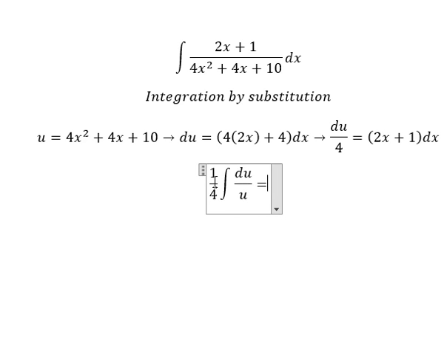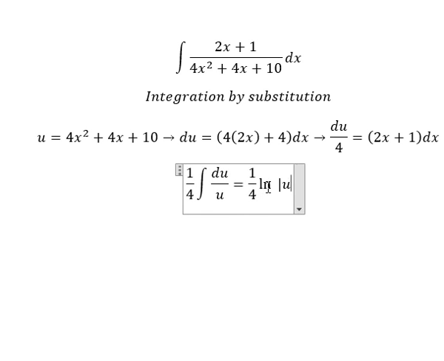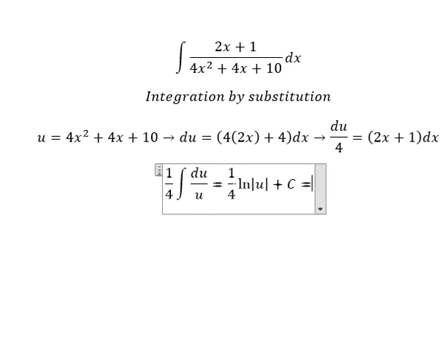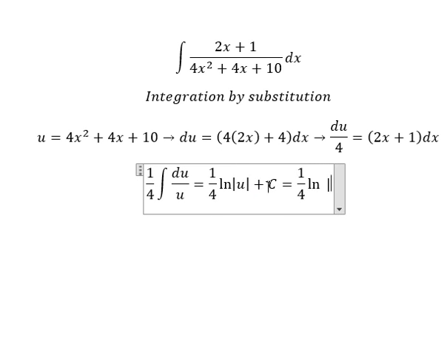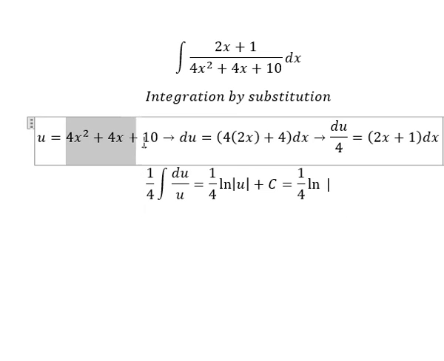The integration of this one, we have 1 over 4 ln of the absolute value of u, and I will put c. About u, that is this one.